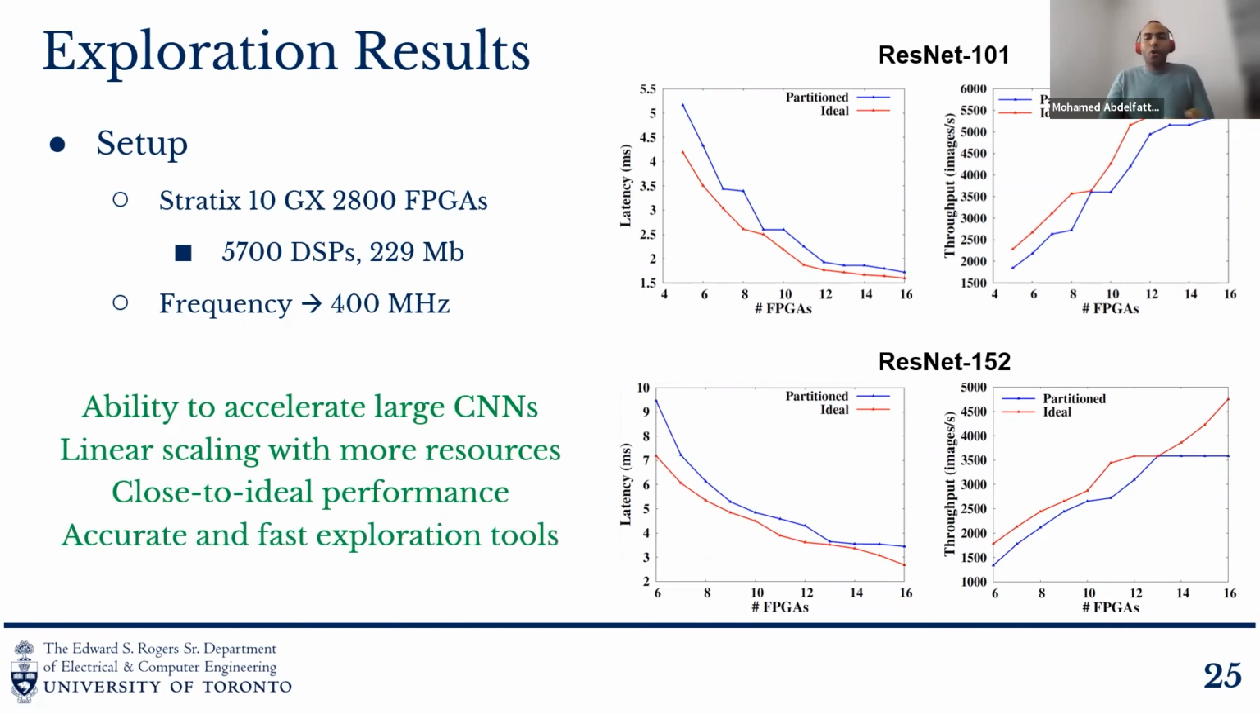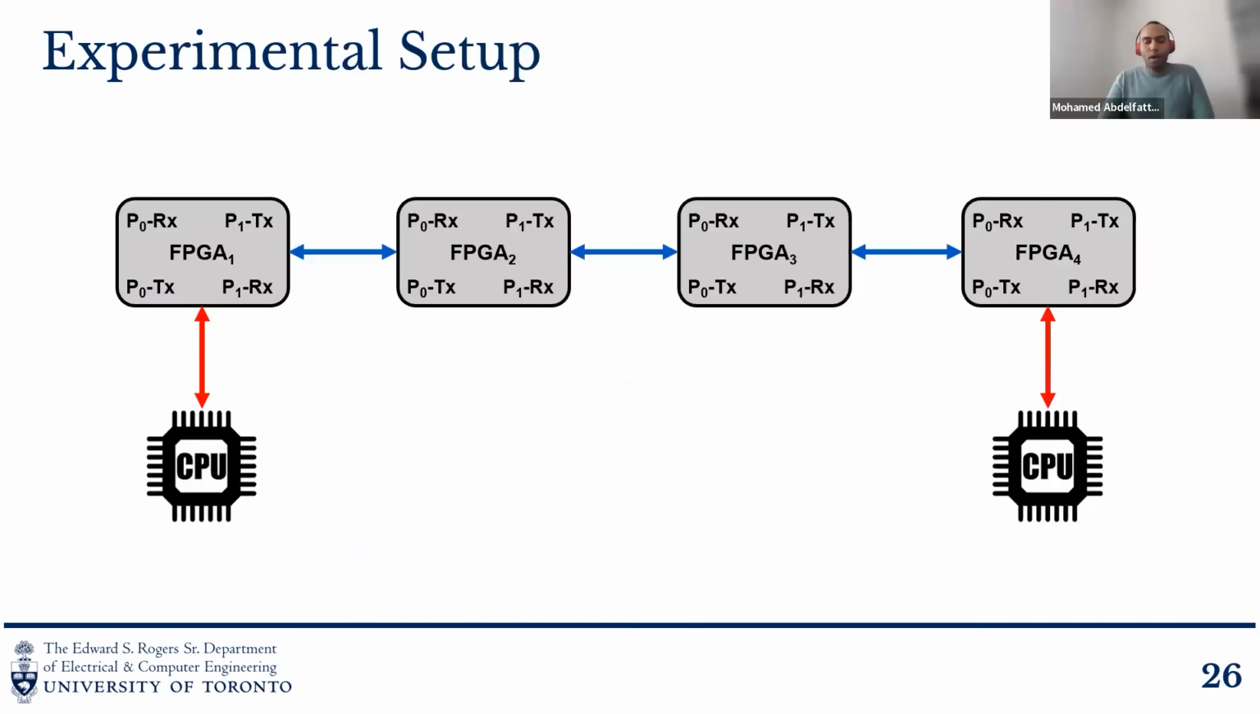And finally, from all of that, we have this fast exploration tool that can tell you, for example, if you have this number of FPGAs and this CNN, without compiling HPIPE and then compiling Quartus and taking all of that time, we can tell you right away you're expected to get this latency and this throughput. Okay, so coming to actual hardware implementation.